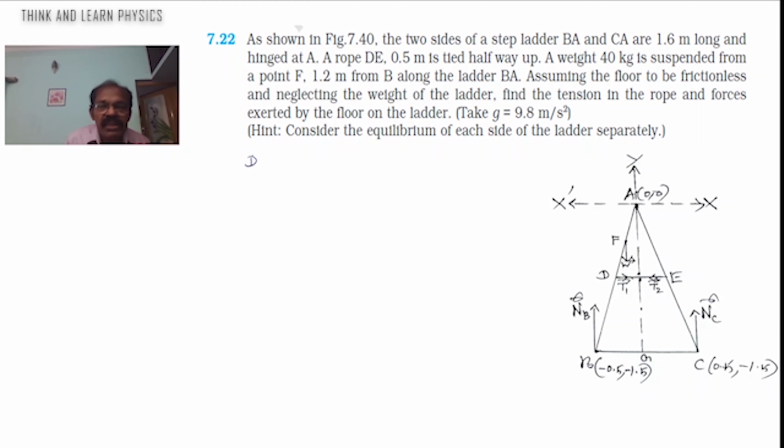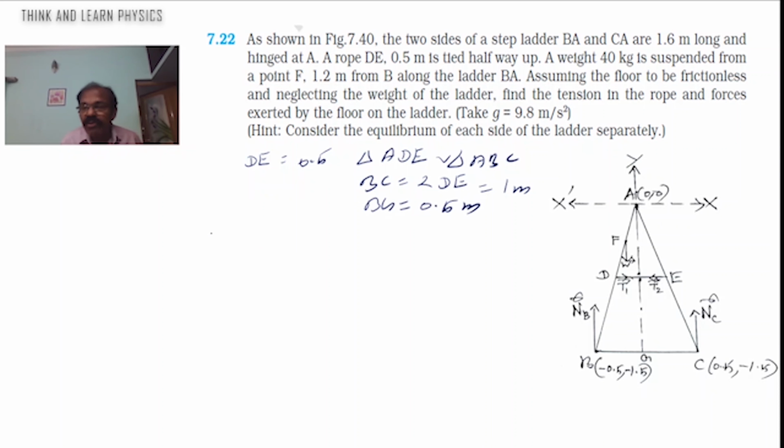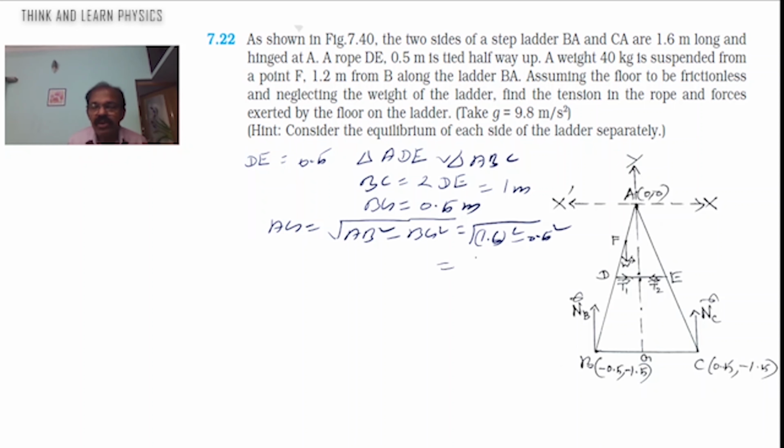We have seen that DE equals 0.5 and triangle ADE is similar to triangle ABC. So we see that BC equals twice DE because AD is half of AB, and so this is equal to 1 meter, and thus we see that BG equals 0.5 meter. Therefore AG equals square root of AB square minus BG square, equals root of 1.6 square minus 0.5 square, that's equal to 1.52 meter, or approximately it is 1.5 meter.